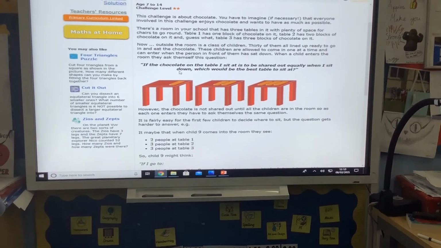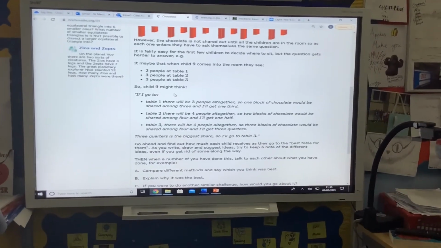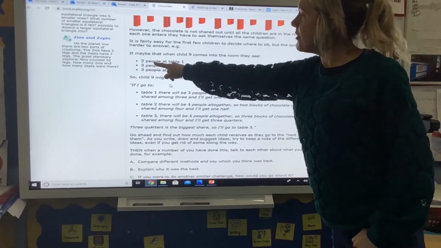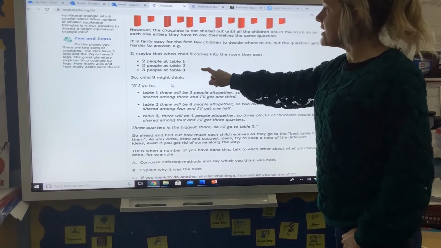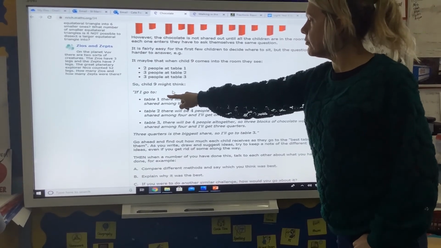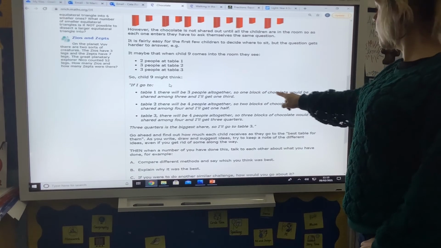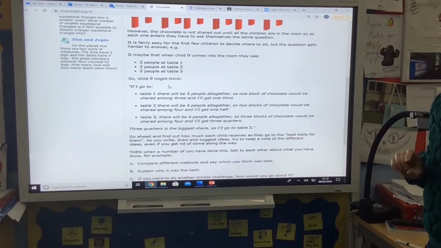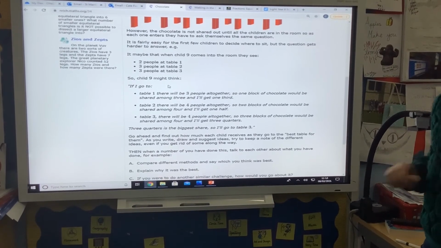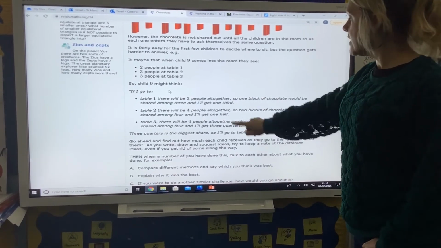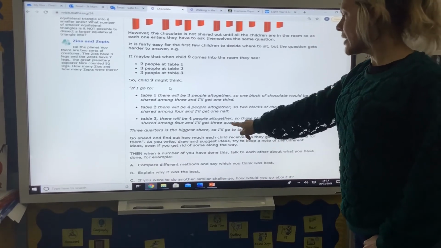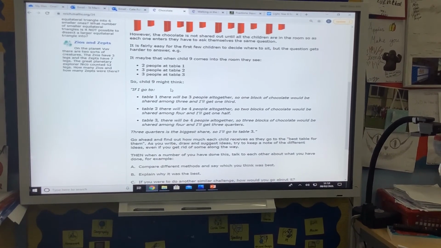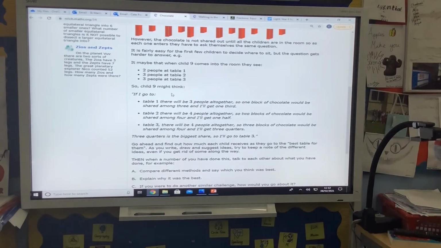It may be that when child 9 comes into the room, they see 2 people at table 1, 3 people at table 2, 3 people at table 3. So child 9 would think, well, at table 1 there's 3 people, so 1 block of chocolate will be shared. Table 2 there's 4 people, so 2 blocks of chocolate will be shared, so I'll get half. So if they sit on the first table, they'll get a third. Second table, they'll get a half. Table 3, there's 4 people, so 3 blocks of chocolate will be shared among 4, so I will get 3/4. So it's still the best choice to go to table 3.